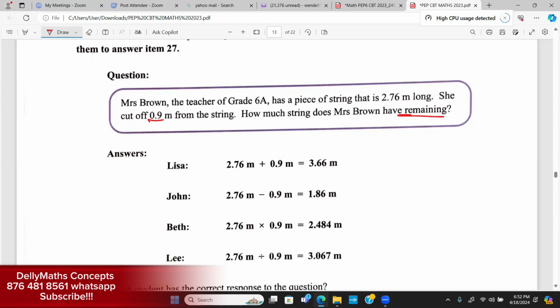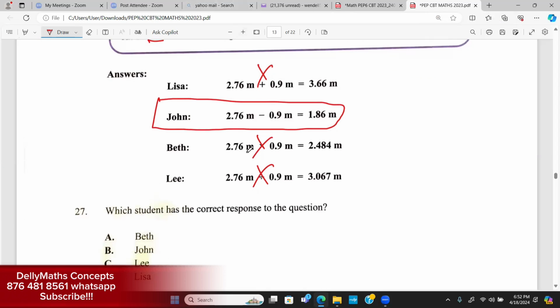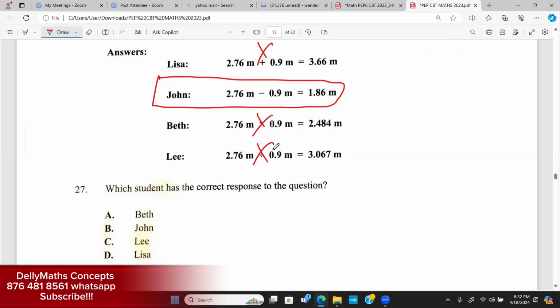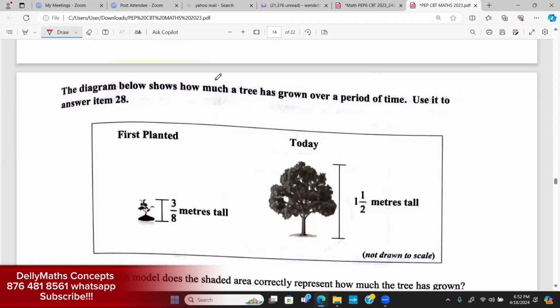Cut off means to subtract. So what you want to look for is subtraction. I'm seeing addition, multiplication, and division. Even if this was subtracted wrong, I am going to have to pick that, because cut off means that you're subtracting. So if you take the 0.9 from the 2.76, so 2.76 minus 0.9, you're going to get 1.86. All right, so the answer is John right there. Which student has the correct response? John has the correct response. The answer is B. So basically, you want to work out this problem as you go.